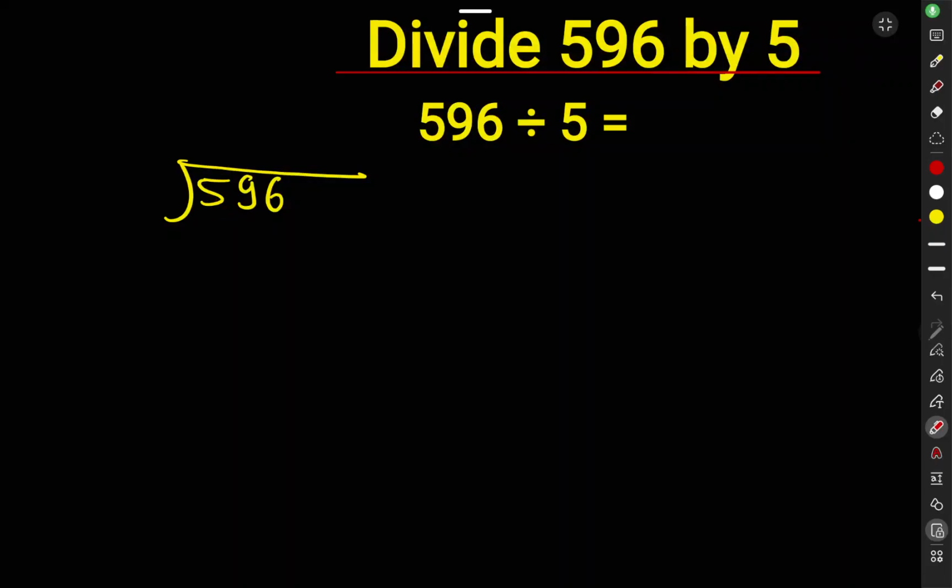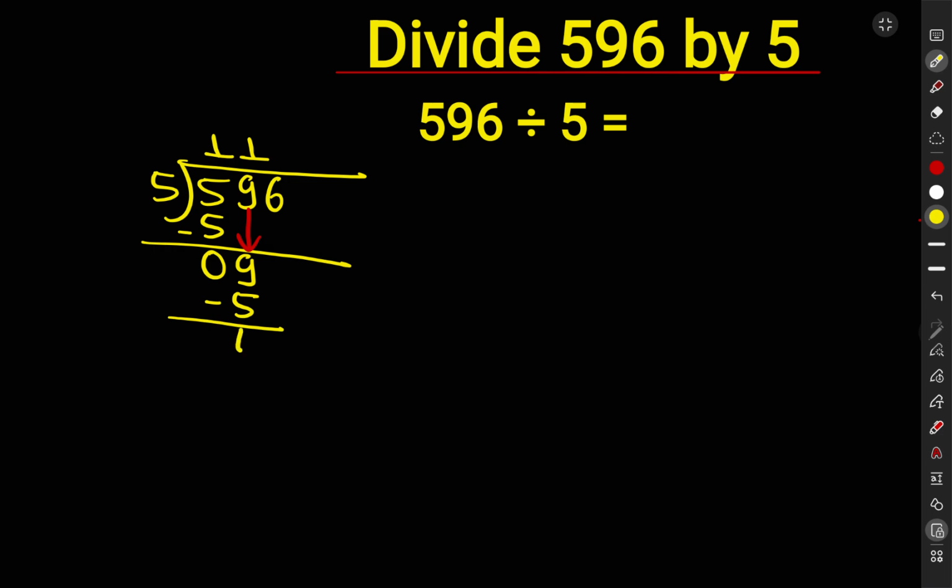We divide 596 by 5 in a long division method. 5 times 1 is 5. On subtracting, we get 0. So now we put down this 9 and 5 times 1 is 5. On subtracting, we get 4.